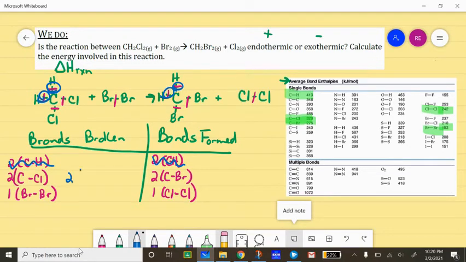So we're going to take 2 times the bond enthalpy of our carbon-chlorine bond, which looks like 328 kilojoules, and then our bromine bond is 193 kilojoules. All right, so we look those up and add them together. Hopefully it comes out to be 849 kilojoules, and the units there are kilojoules per mole.